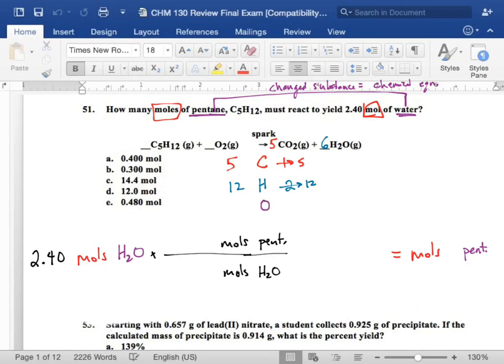Now we move to oxygen. How many oxygens on the left? 2. On the right, we have 16, 10 plus 6, which gets us our 16. How do I make 2 equal 16? Times by 8. But unfortunately, that messes with your carbon. Yeah, it does. Yep. Okay?